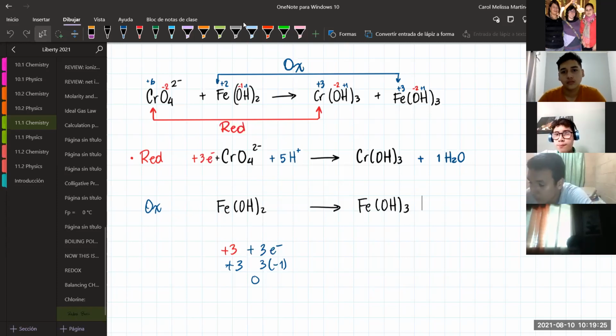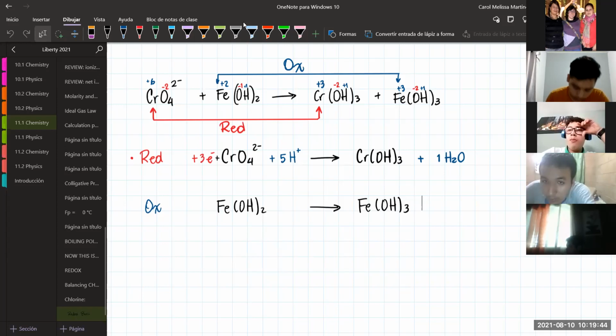Now in the products, take a look. I have 0 because it's a compound. That's my total oxidation state, and I also have 0 in the products. So the charges are going to be balanced so far, okay? But we need to balance oxygen. Here I have only 2 oxygens, and here I have 3 oxygens.